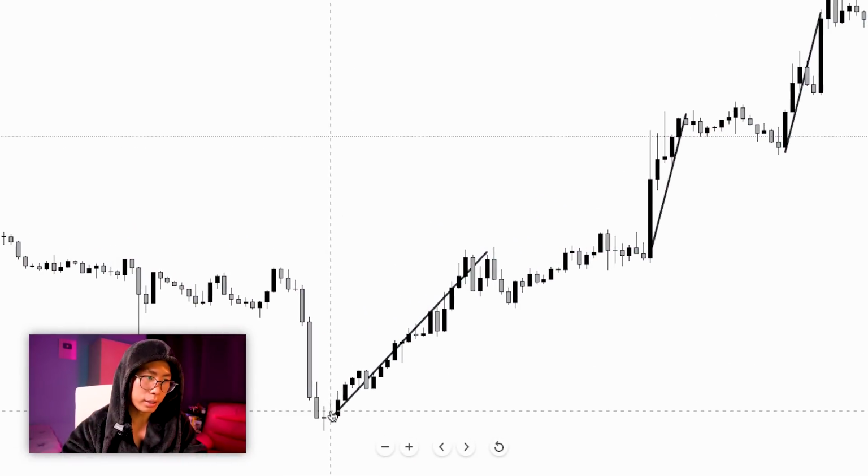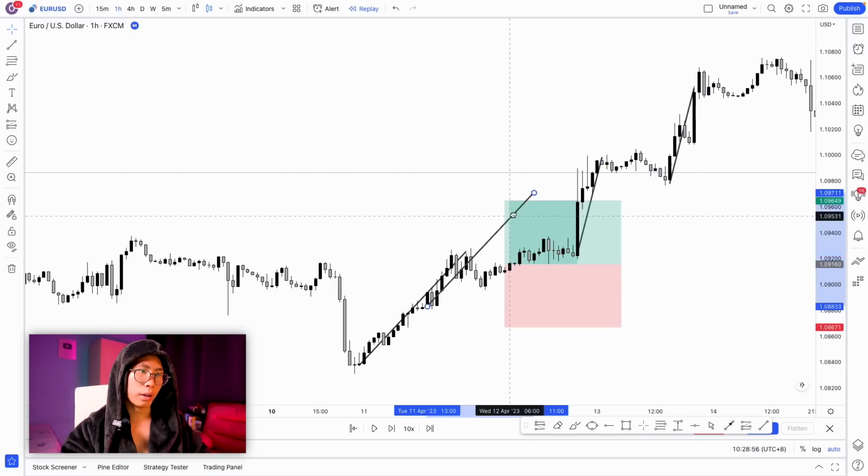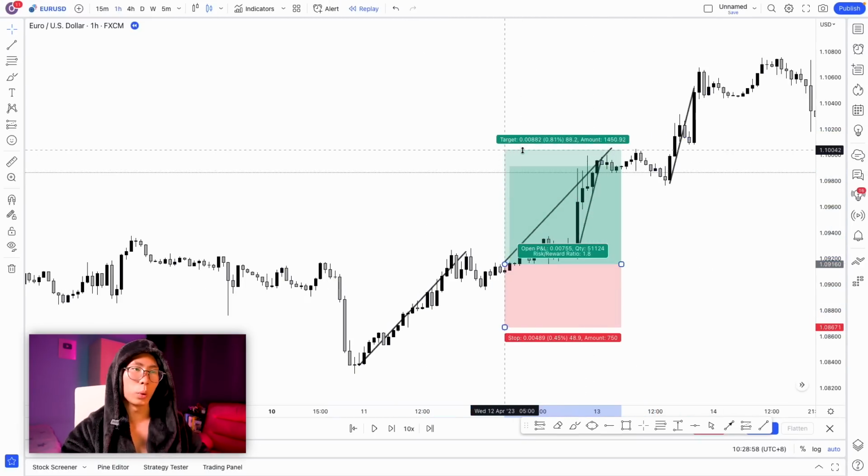So if I know that this is the first impulse, then I enter for a buy somewhere right around here where price is consolidating. My take profit level could be by this distance that we have right here, which could be all the way up here.